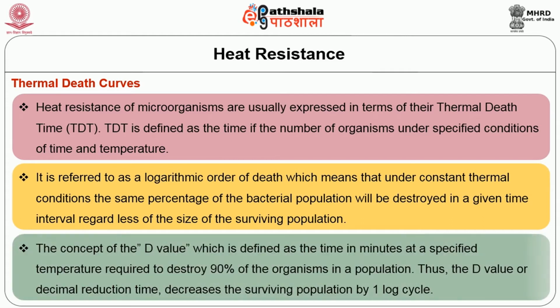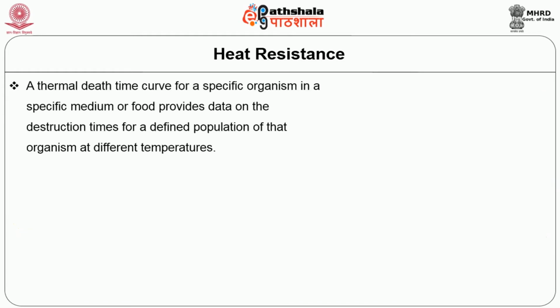The concept of the D value is defined as the time in minutes at a specified temperature which is required to destroy 90% of the organisms in the population. Thus, the D value or decimal reduction time decreases the surviving population by 1 log cycle. A thermal death time curve for a specific organism in a specific medium of food provides the data on the destruction time for a defined population of that organism at different temperatures.